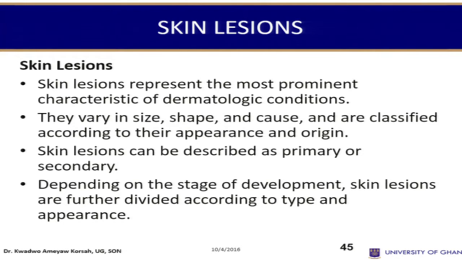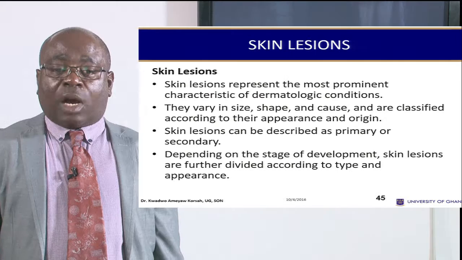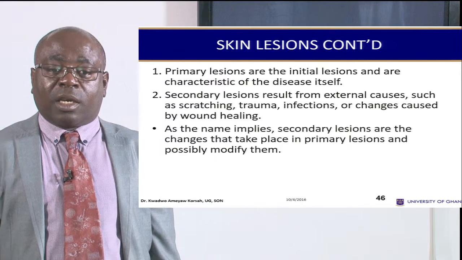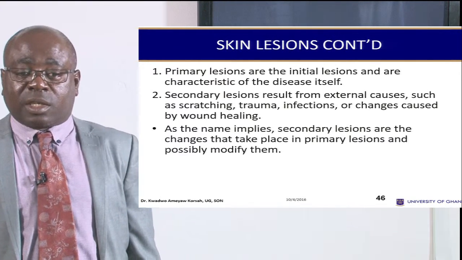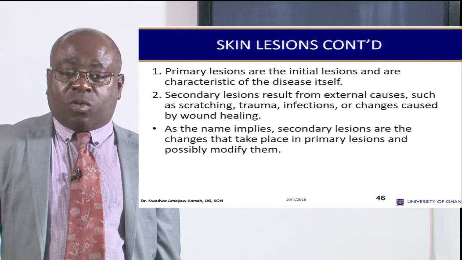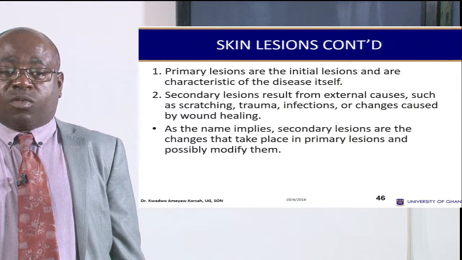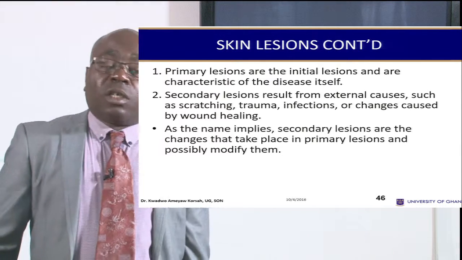Skin lesions are very important, and they represent the most prominent characteristics of dermatologic conditions. They vary in size, shape, and cause, and are classified according to their appearance and origin. We have primary and secondary lesions. Primary lesions are the initial lesions and are characteristic of the disease itself. Secondary lesions result from external causes such as scratching, trauma, infection, and changes caused by wound healing. So the primary lesion can change to a secondary lesion.